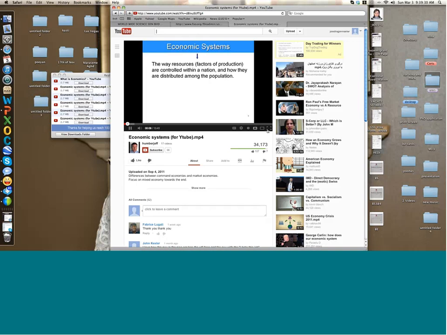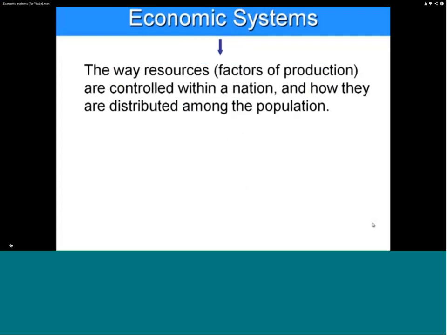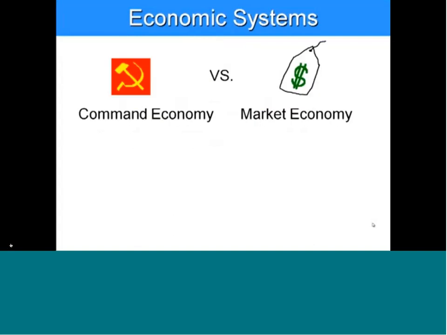A nation organizes, manages, controls the factors of production so that wealth or materials that get produced within the nation are somehow distributed to members of that population. Now, the method that gets used to manage these factors of production and to determine who gets what is really what defines different economic systems. So two ends of the spectrum. You can think about command economies versus a market economy.